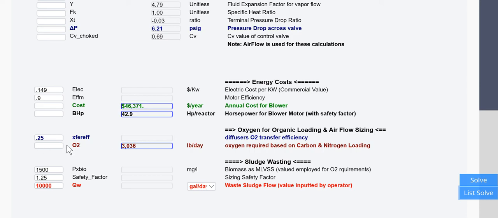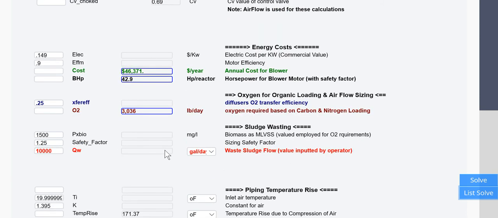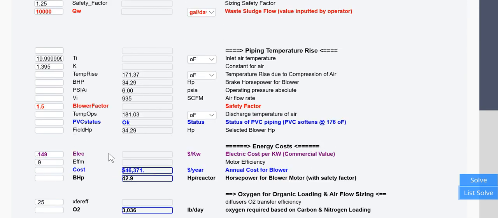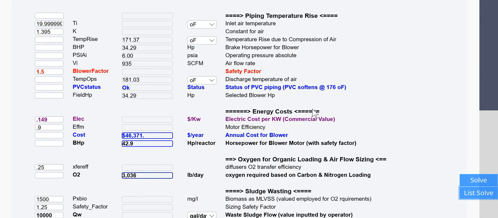25% efficiency to decimal. You wind up with 3,000 pounds a day. Sludge wasting: you can put in your sludge wasting, and it'll go through the rest of the calculations. Piping temperature rise: this was put in just in case you happen to have some form of PVC or plastic pipe, where you would want to know what the temperature rise is. Here it says PVC status is okay. The electricity cost is estimated here.